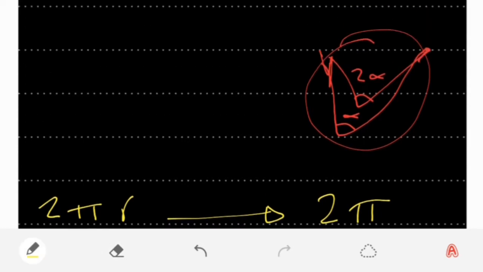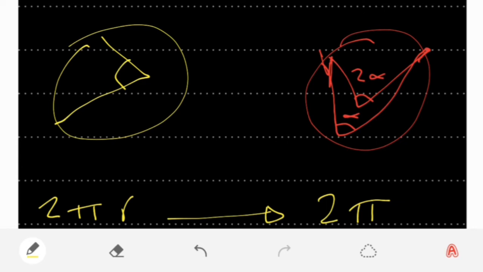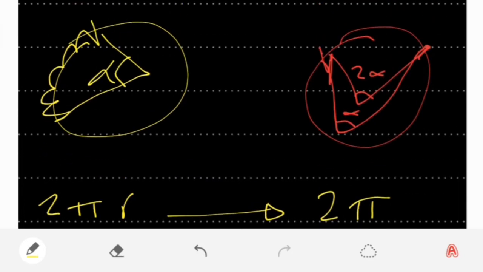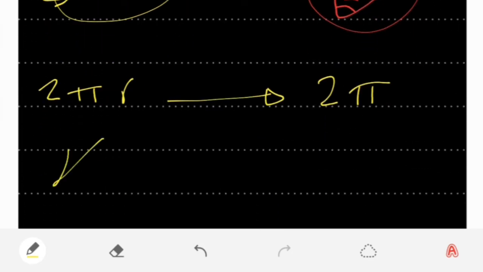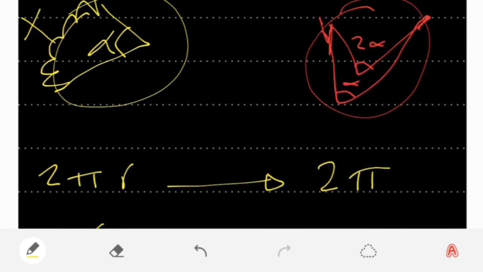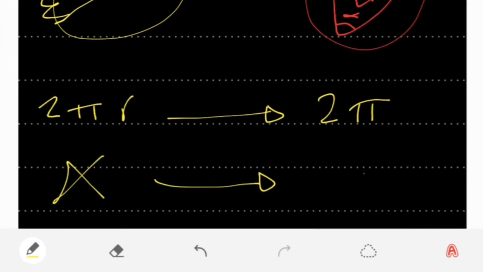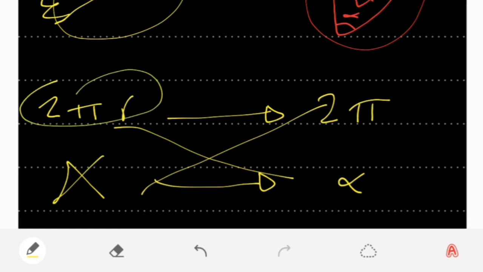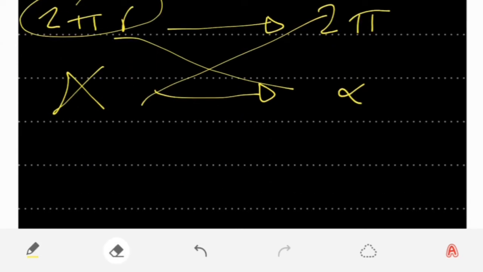Now, if you want just part of it, like let's say this is alpha, for example, and we just want this arc over here. We are going to call it x, and x is to this angle alpha, so we have a proportionality. So this is the next rule that we are going to use.